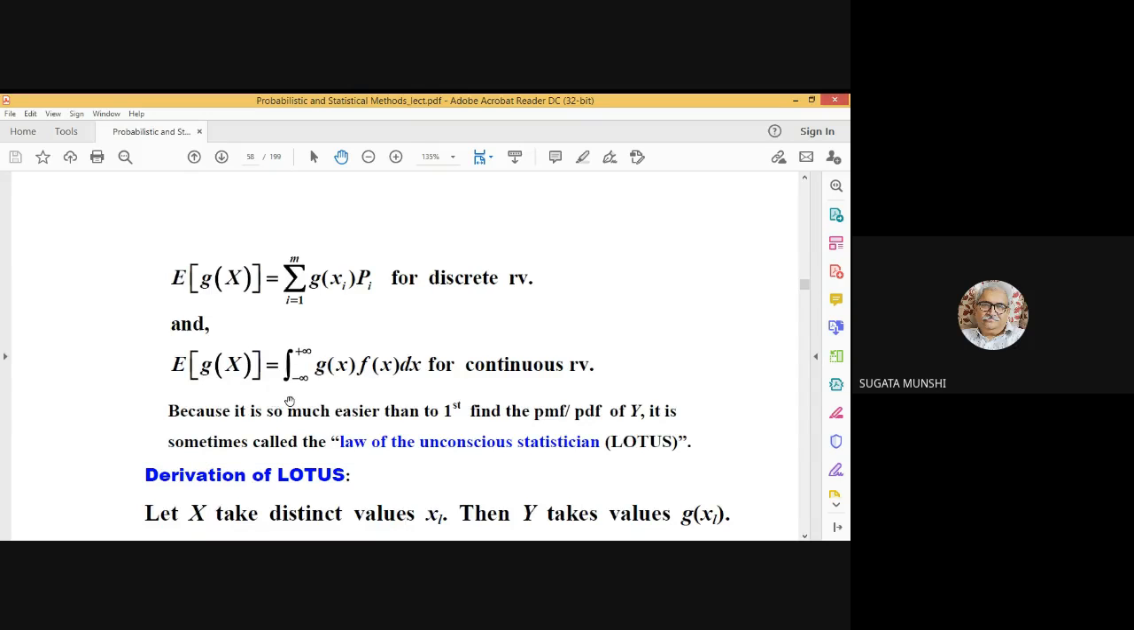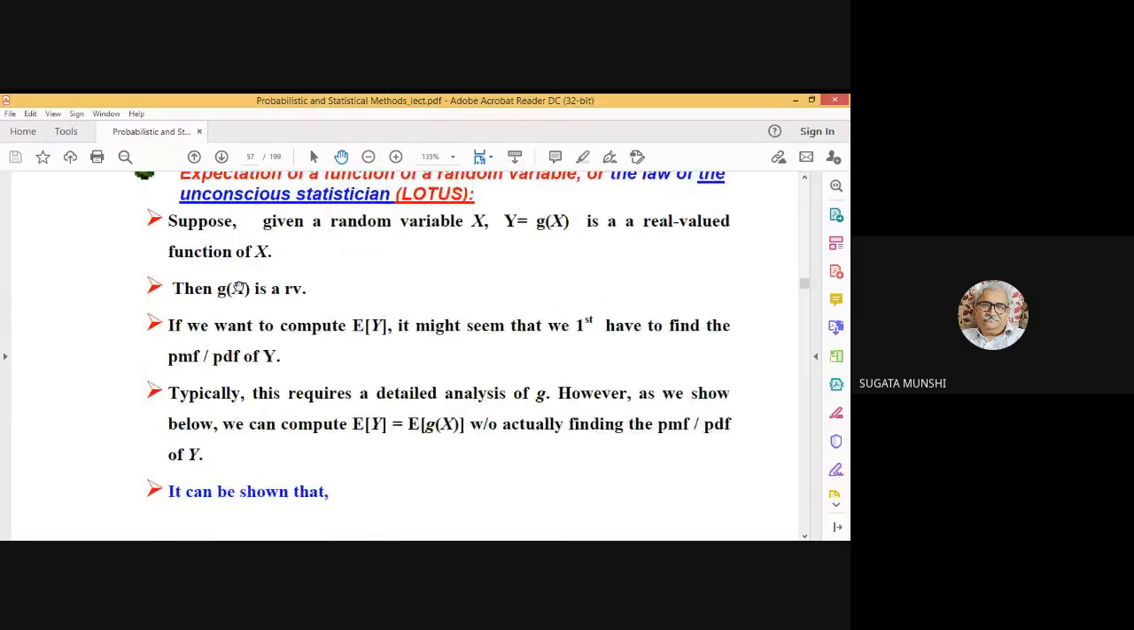So same nature of expression, only in place of x, if you substitute g(x) or g(xi), that will serve the purpose. Because it's so much easier to find out the expectation without finding out the probability mass function or PDF, as the case may be, of y, therefore this is called law of the unconscious statistician, abbreviated as LOTUS. All right. First write it down, then I'll move on to the proof.